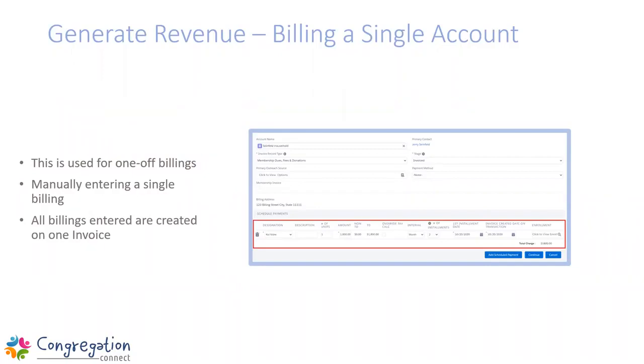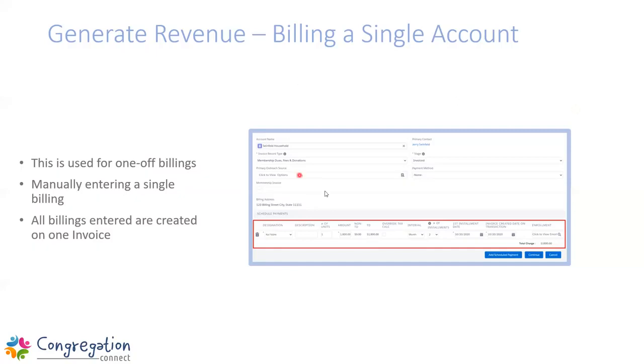Taking a look at the generate revenue wizard, which is how we bill a single account. The generate revenue wizard is used when you need to do a one-off or just a few accounts at a time. So if you, for instance, received a call at the office and someone wanted to just make a single donation for their grandmother, you could use this wizard to just enter that one billing on a single account.